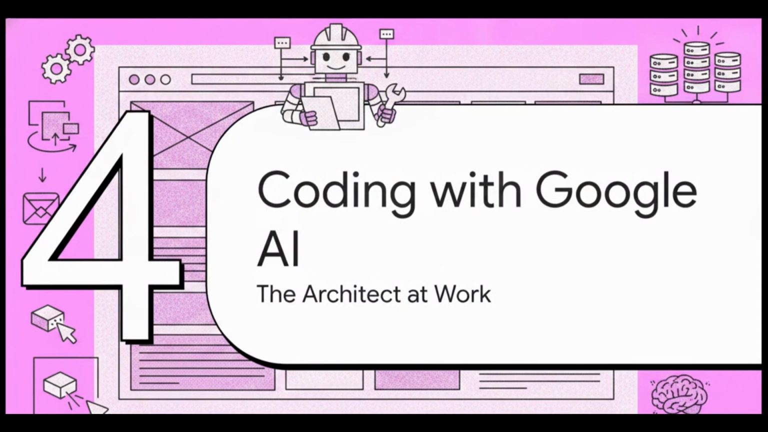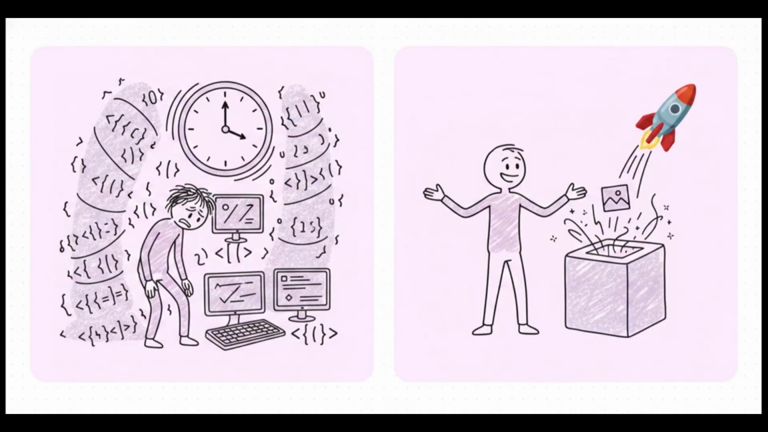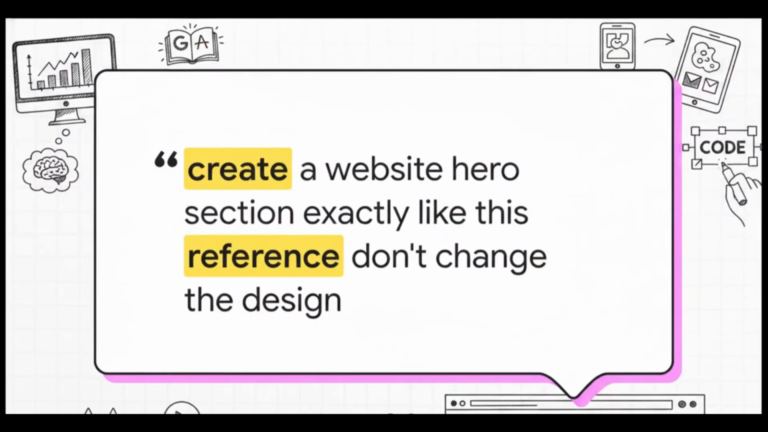With our skeleton fully prepped, we hit Section 4, Coding with Google AI. The architect at work. Think about traditional web dev for a second. It usually requires a really deep knowledge of HTML, CSS, JavaScript, literally hours of manual typing. But with our AI Studio method, you just click Build, upload that black background skeleton layout we just made, and type a single sentence. That's it. And here is that magic sentence.